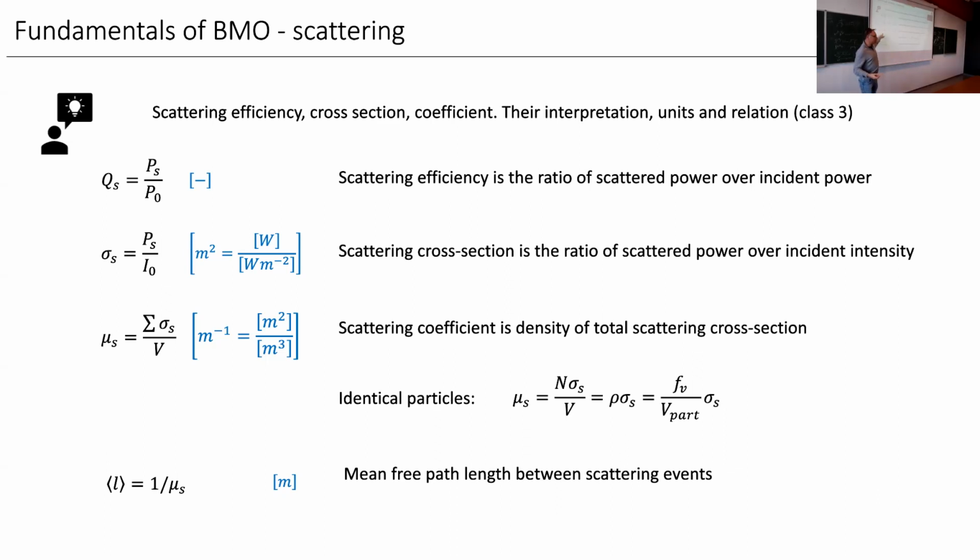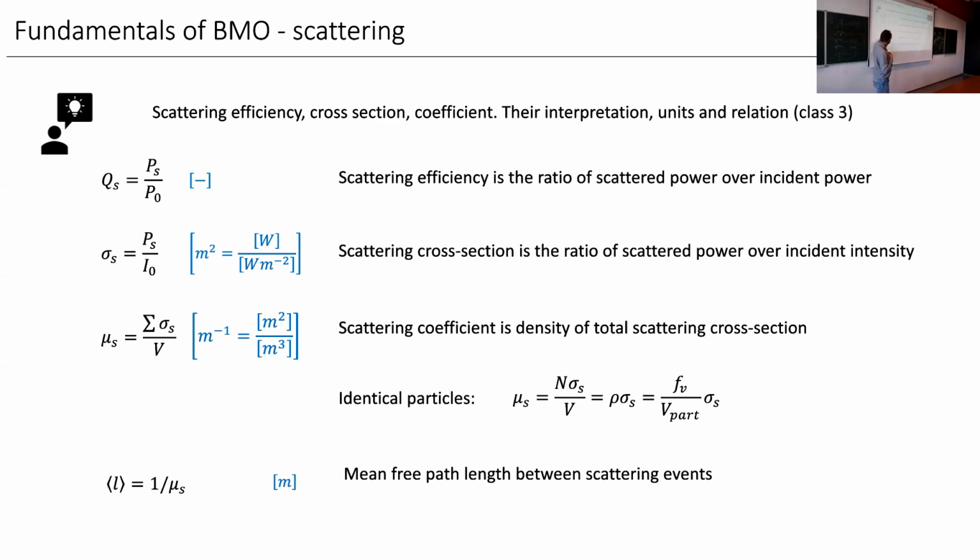So the scattering coefficient would be the probability that the photon experiences a scattering event per unit length it travels. The same thing for absorption. The absorption coefficient is the probability of the photon being absorbed per unit length it travels.